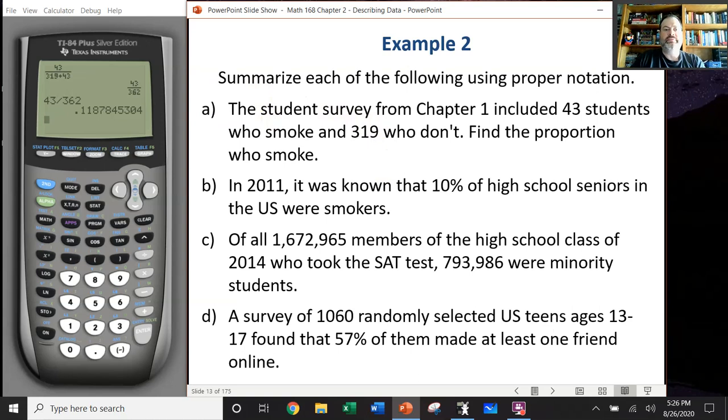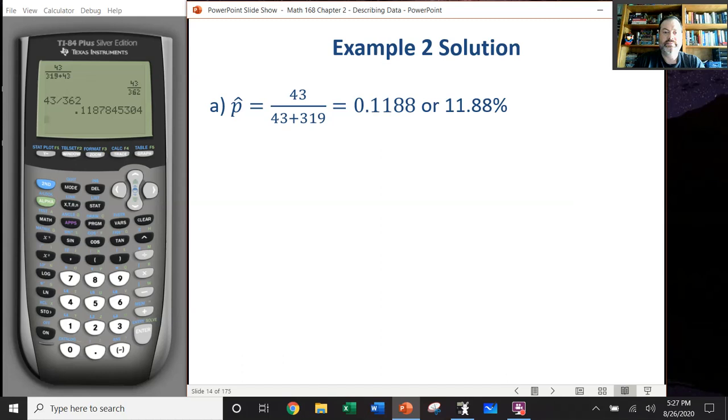All right, let's look at part B then. In 2011, it was known that 10% of high school seniors in the US were smokers. Well, there's nothing to compute here. I'm given the percentage, right? So there's nothing to type into the calculator. But I have to know the notation. High school seniors in the US, that's certainly a population, right? When it says high school seniors, it implies all high school seniors. So that's a population. It's a very large group, millions and millions of people. So the notation there would be P equals 10% or 0.10.